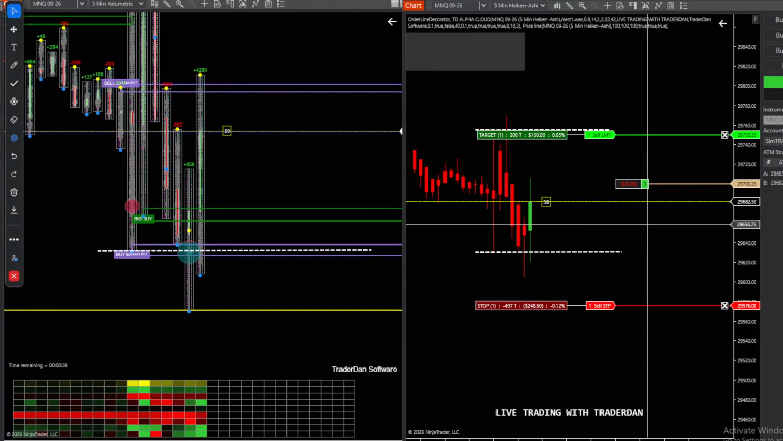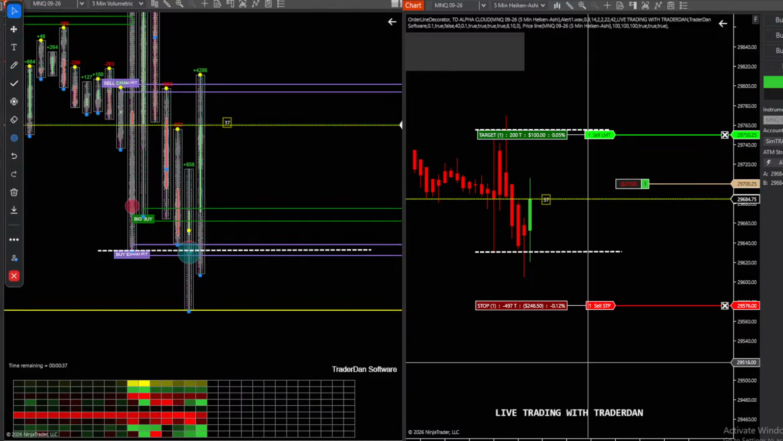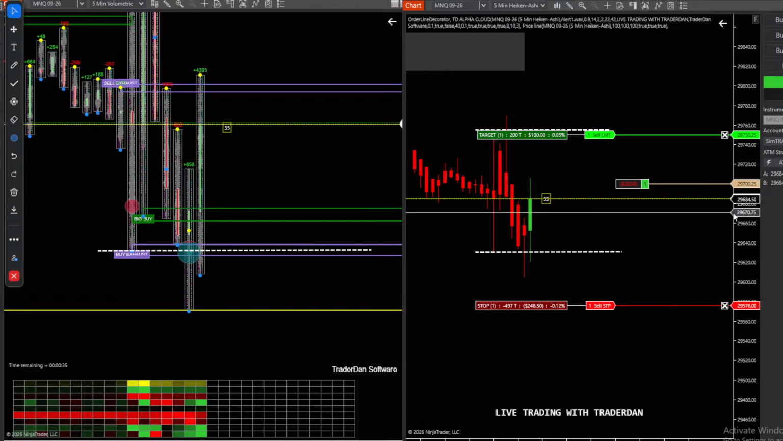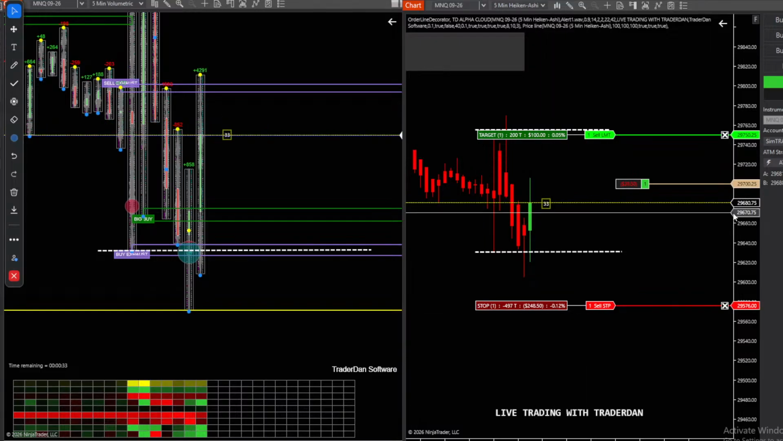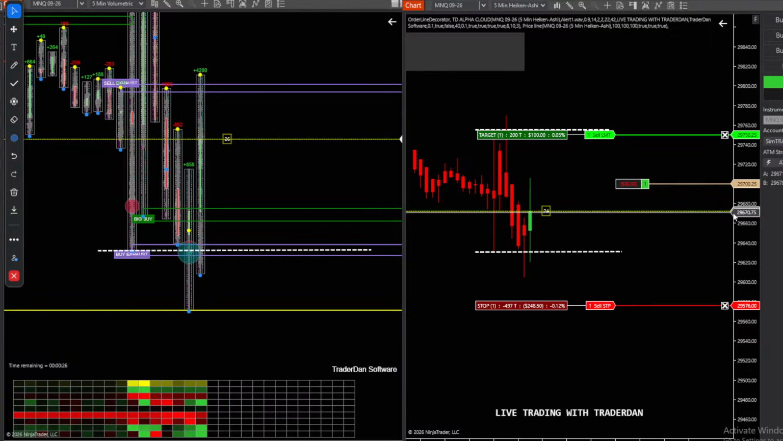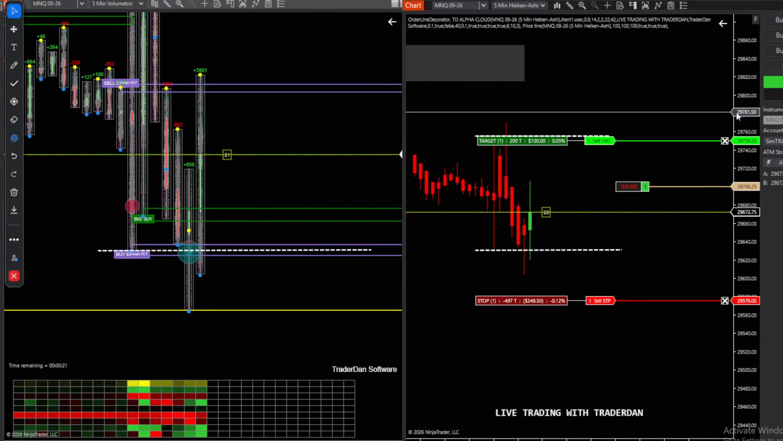4,200 contracts. Is that what they needed in order to get buyers in to sell it down? It's possible. We're not getting a turnaround here, guys. I don't know if I want to give much more of my money back.